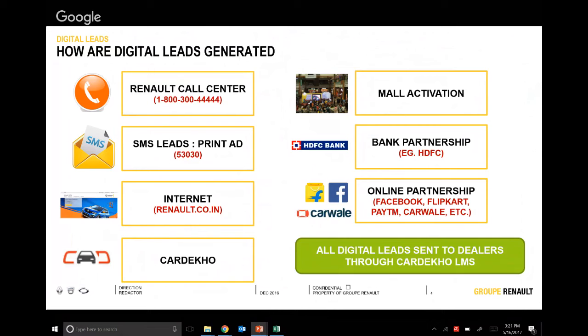So the one change that we need to make is, whenever a digital lead comes, to say, sir, you inquired about a Renault car. You may or may not have inquired on CarDekho, but we need to definitely tell the customer, you had inquired about a Renault car, because the customer may or may not be a CarDekho customer. So this is one important clarification which is needed when we pitch to the customers for the very first time.